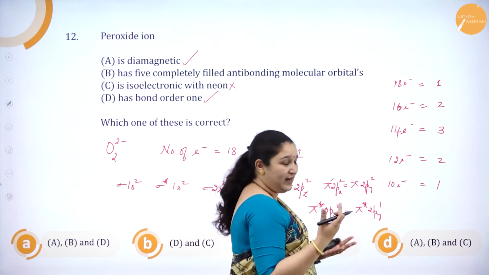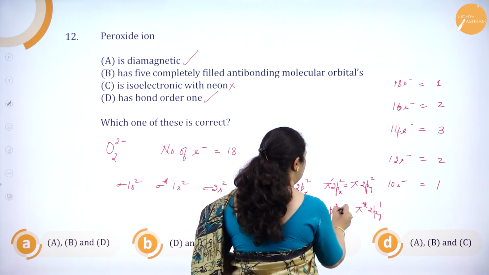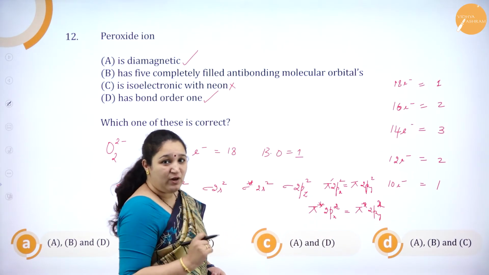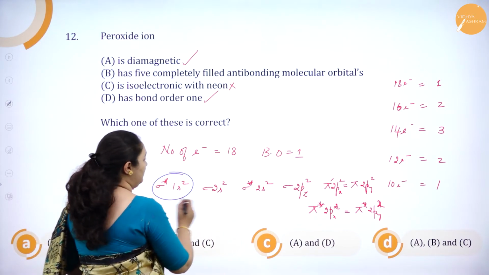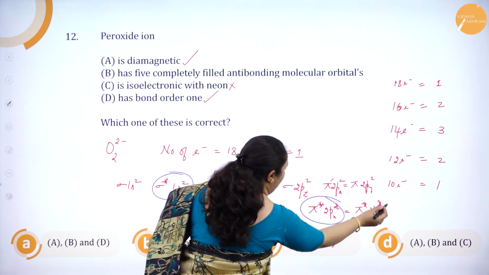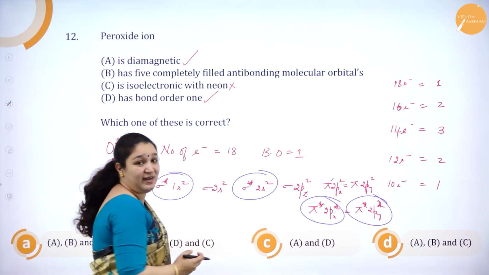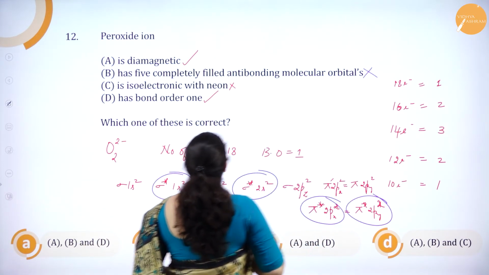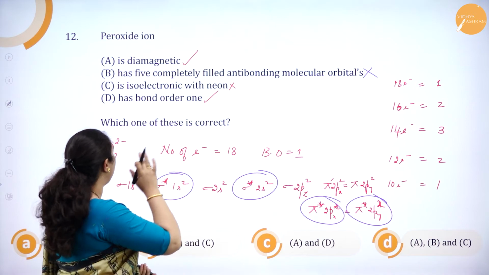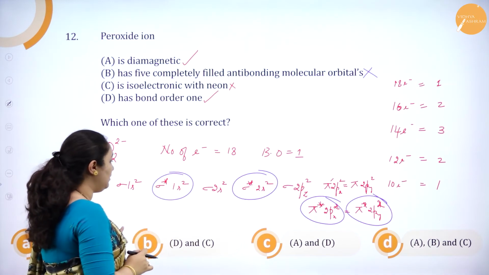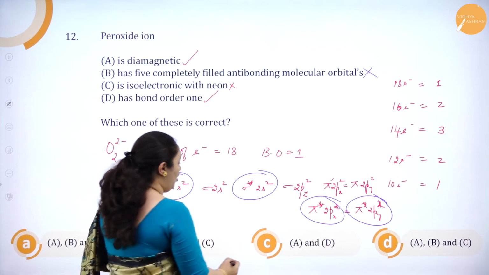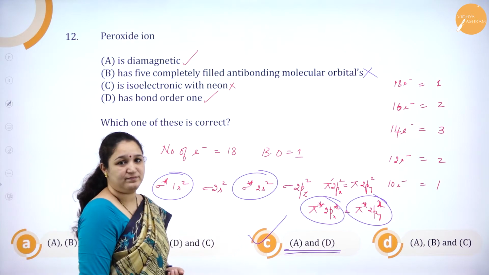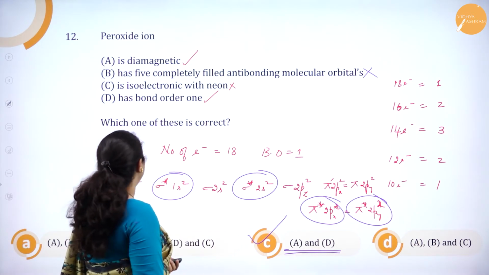Now when there are 2 more extra electrons of peroxide, first this will be filled. So this will be 2, this will be 2. So it's diamagnetic, and if I count the antibonding molecular orbitals, you can see 1, 2, 3, 4, and these are degenerate as well. So is it 5? No. So this is wrong. So which are the 2 options which are right? Statements A and D. So you have to look into the option which contains A and D, and option C is A and D, which is absolutely right. So we shall move into the next question.